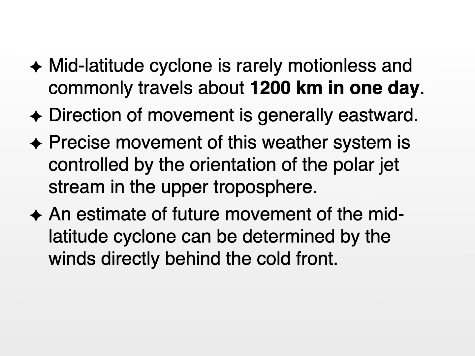An estimate of how quickly they will move can be determined by looking at the speed of the winds behind the cold front. So the cold front is the active front moving this storm along. The warm front usually moves at a slower speed, and the cold front is catching up to it to create a condition called occlusion.